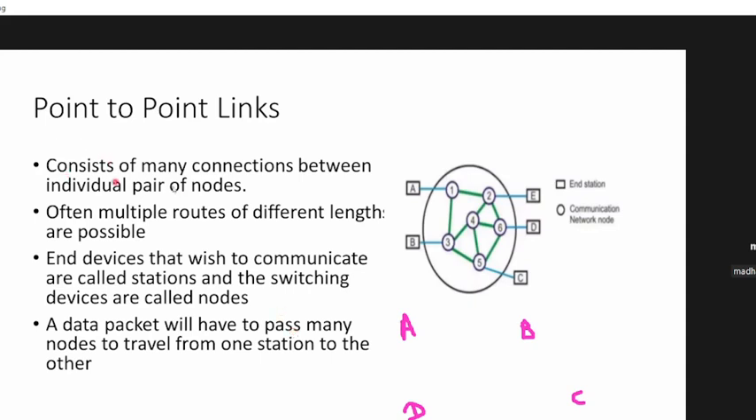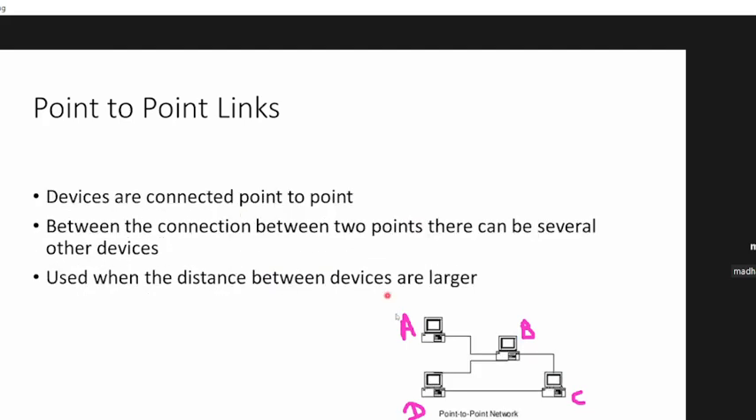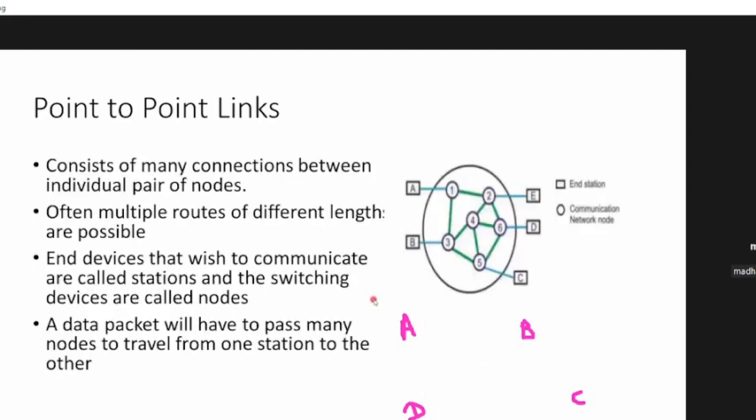A point-to-point link consists of many connections between individual pairs of nodes. So even in this example, if you want to communicate from A to C, you can go A, B, C, or you can go A, B, D, and C. So from A to C, there are two paths you can take. Like that, in a point-to-point system, there can be many connections between two nodes. Often multiple routes of different lengths are possible, so they have different lengths.